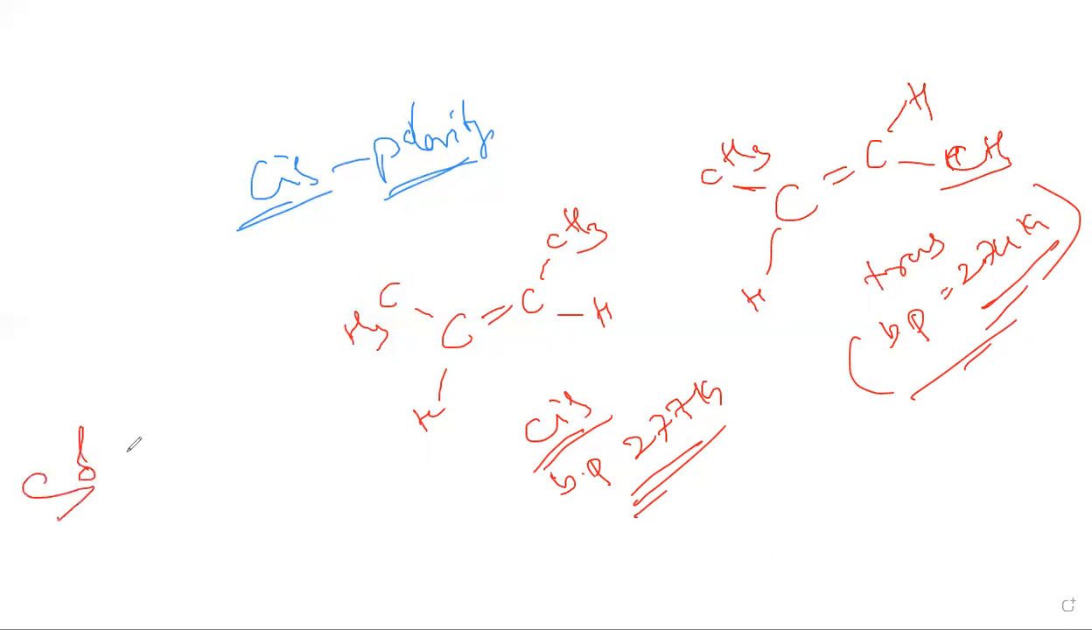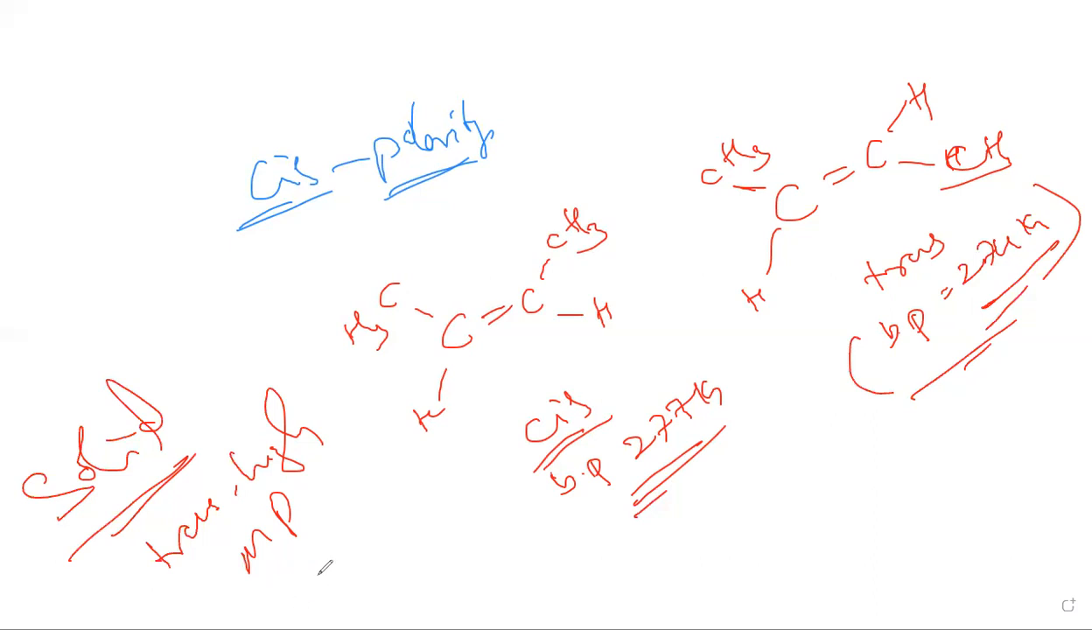In the case of solids, the trans isomer will have a higher melting point. This is because of better symmetry: trans isomers fit very well into the crystal lattice. The molecules are arranged very neatly, so they can fit into the crystal lattice in solids. Hence, trans isomers have a high melting point.